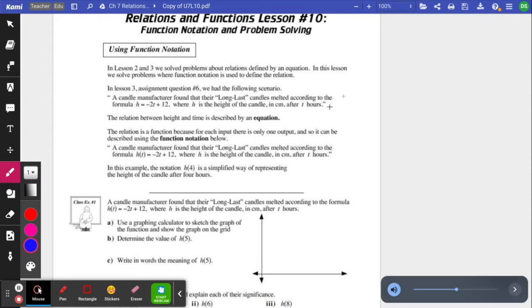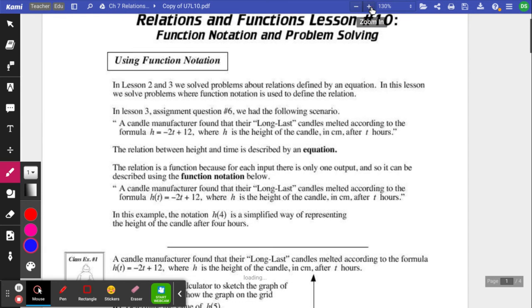All right, function notation and problem solving. So we already did problem solving with a calculator. Remember this? Like we kick the soccer ball and how far does it travel? Remember those questions that we did? This is exactly the same thing.